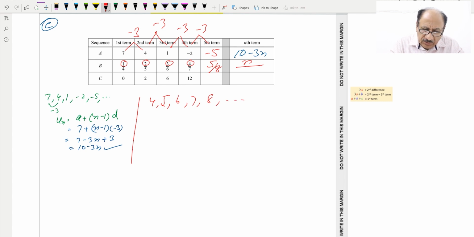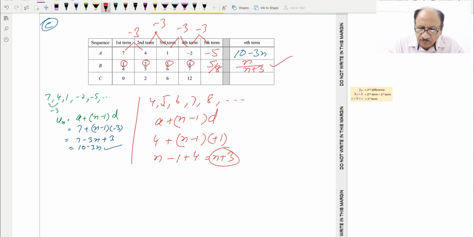Similarly, it is a plus n minus 1 into d, because it is an arithmetic sequence. So a is 4 and d is plus 1, so n minus 1 into plus 1, so it will be n minus 1 plus 4, which is equal to n plus 3. So the denominator is n plus 3, and the nth term is n over n plus 3. This is what we got.